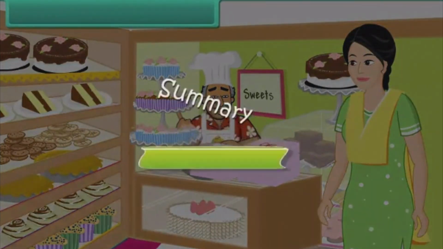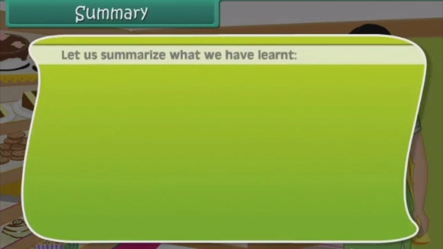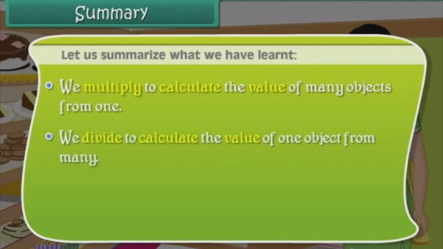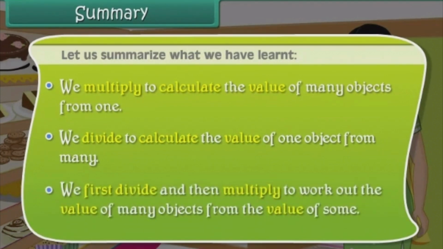Summary. Let us summarize what we have learnt. We multiply to calculate the value of many objects from the value of 1. We divide to calculate the value of 1 object from the value of many. We first divide and then multiply to work out the value of many objects from the value of many.